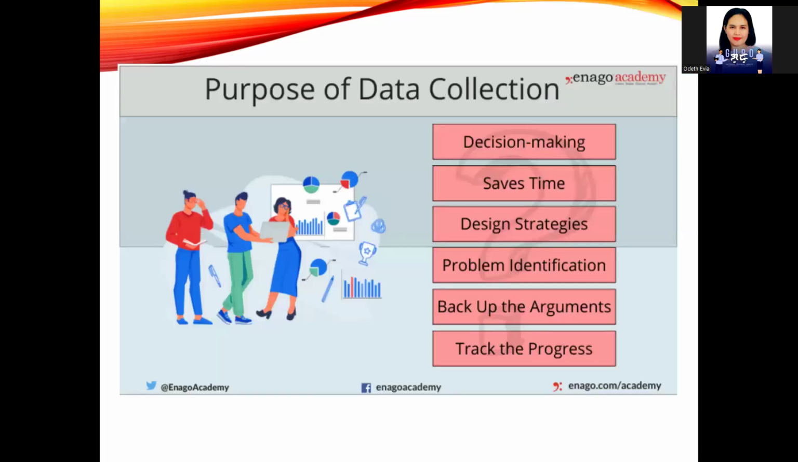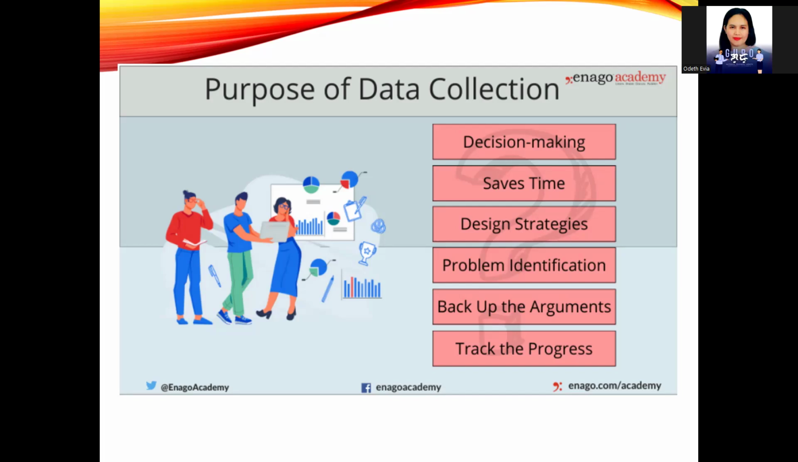So, what is the purpose of data collection? First, it helps in decision making. For example, in a research about an entrepreneur who wanted to know if the product he or she developed is good, he can gather the opinion of his or her friends or other people so that he or she can improve the product. Another is it saves time.